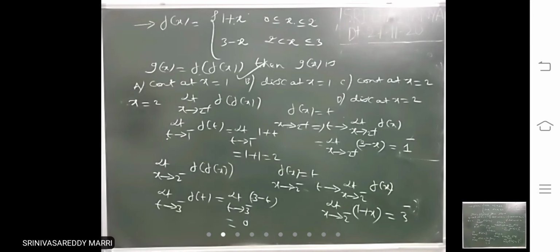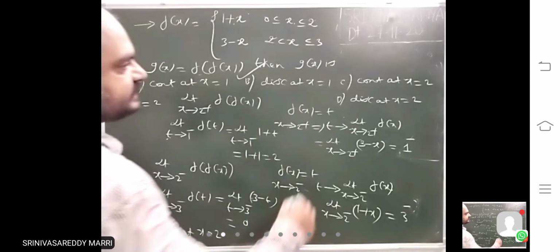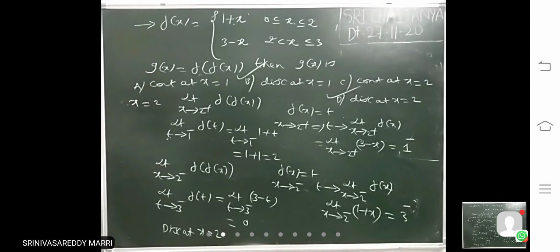That means what? 0. Now look at left hand limit and right hand limit, not equal. Therefore discontinuous at x equal to 2. That is the answer. Discontinuous at x equal to 2.